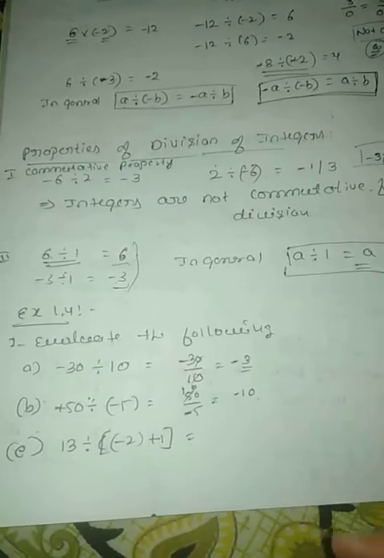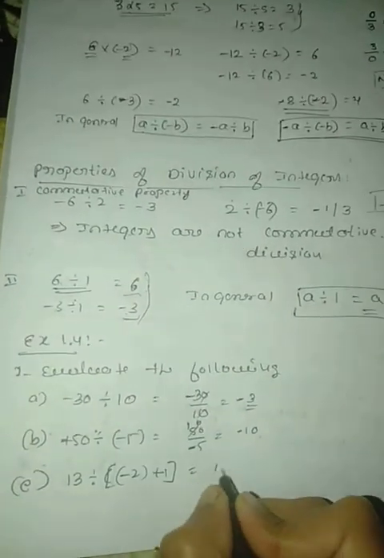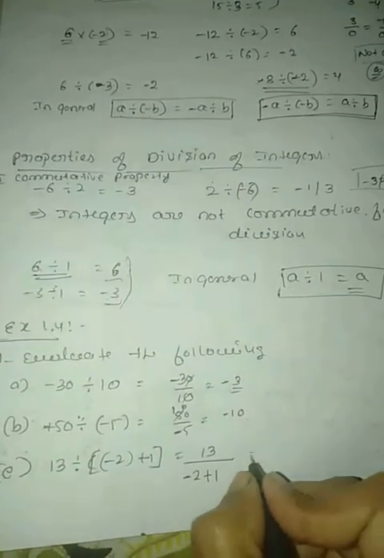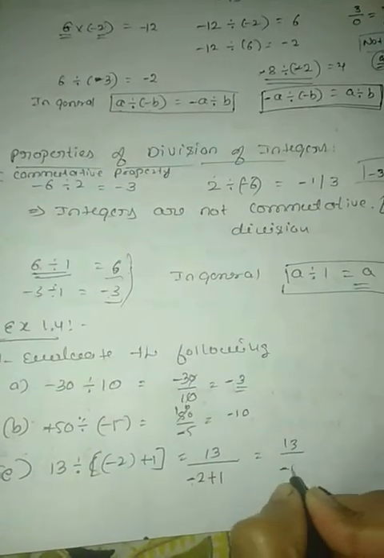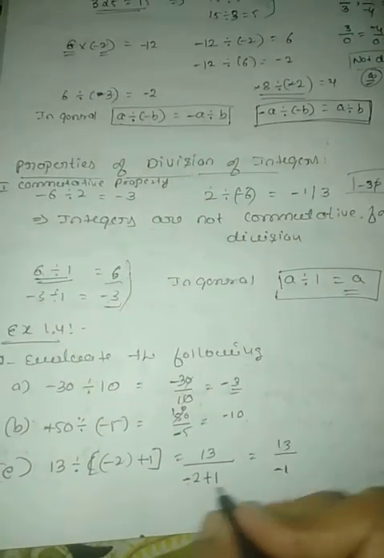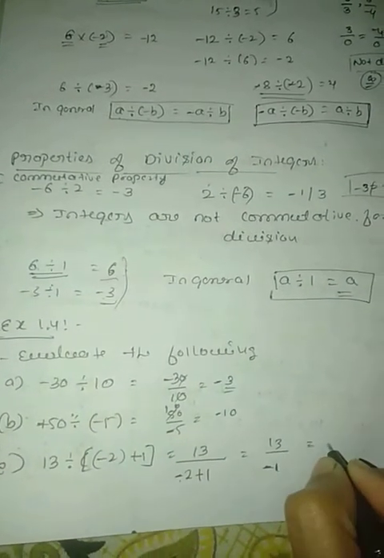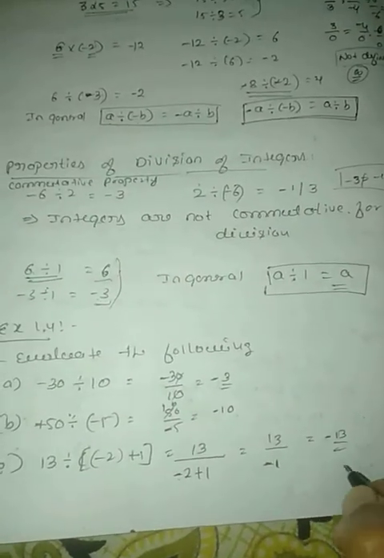See the next problem, 13 divided by minus 2 plus 1. Here minus 2 plus 1 is minus 1, because the bigger number is 2, so we put the minus sign. So 13 divided by minus 1 is minus 13. The answer is minus 13.